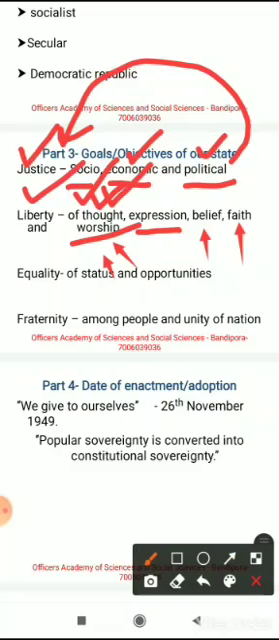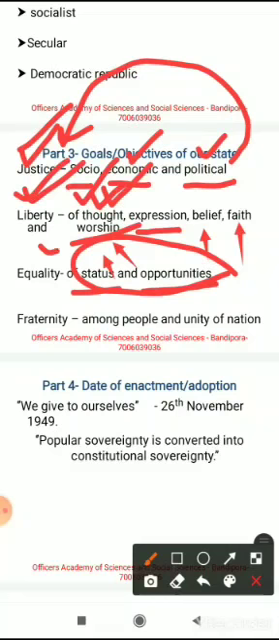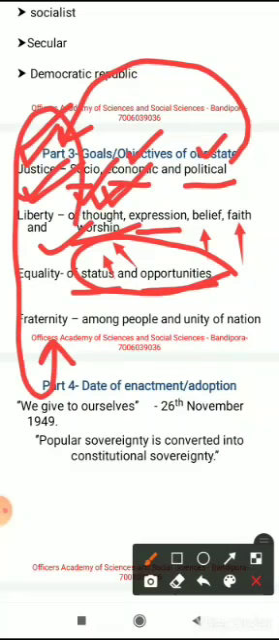And what do we mean by equality? Equality of status and equality of opportunities. Every person will get equal opportunities for jobs, studies, and business. So there are equal opportunities in our country. By justice, liberty, and equality, we shall achieve what? We shall achieve fraternity, that is the brotherhood among the people.